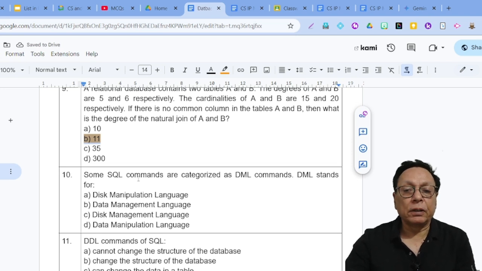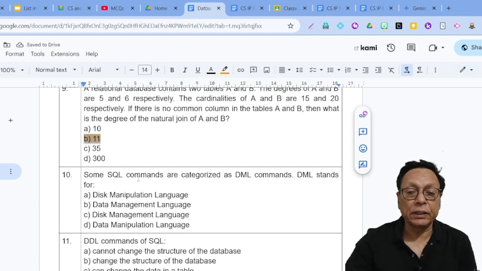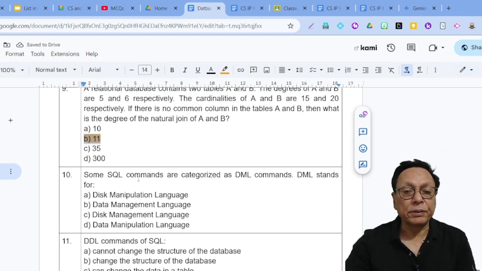These two commands are specifically taught to you. One is DDL and the other is DML. DDL is data definition language and DML is data manipulation language, and that is why the answer to question number 10 should be data manipulation language. Option D is the correct option.